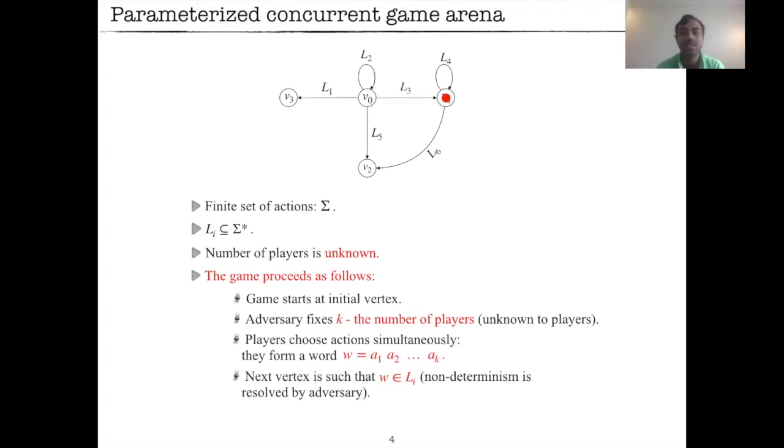And from V1 again, if this W with K players belongs to L6, then it goes to V2 and so on. So here notice that we allow non-determinism between these languages. So this W can be in more than one language. In that case, the non-determinism is resolved by the adversary.